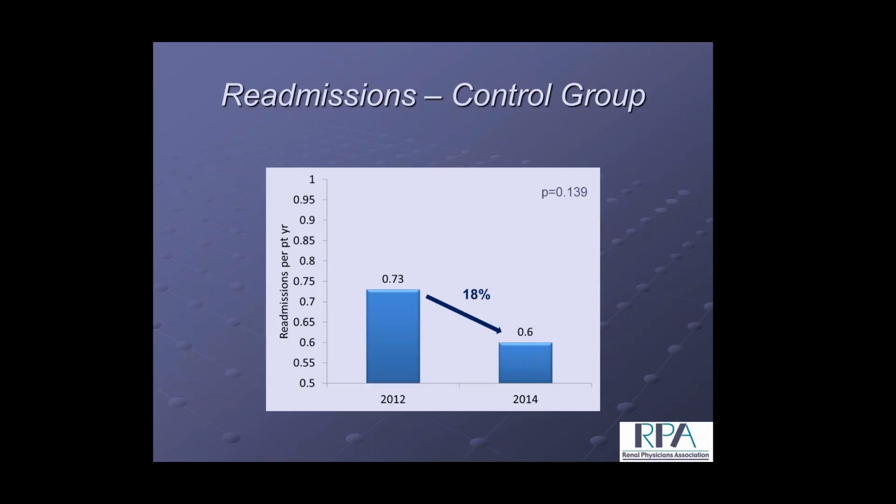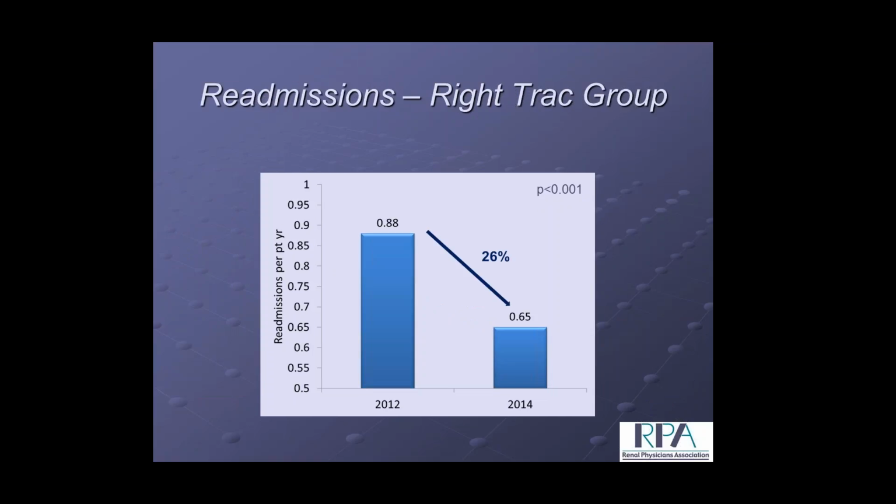I think the next slide, yeah, go through these. This is the readmission group that you're looking at. This is the right track group. It went from 0.88 readmissions per patient year down to 0.65.